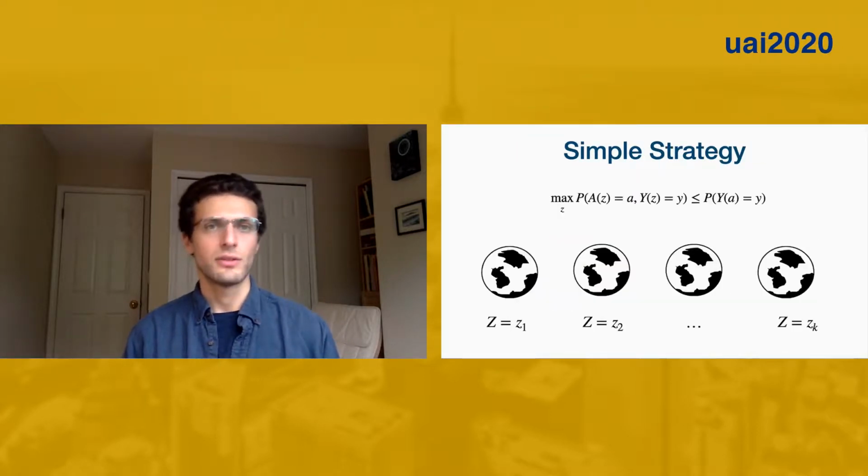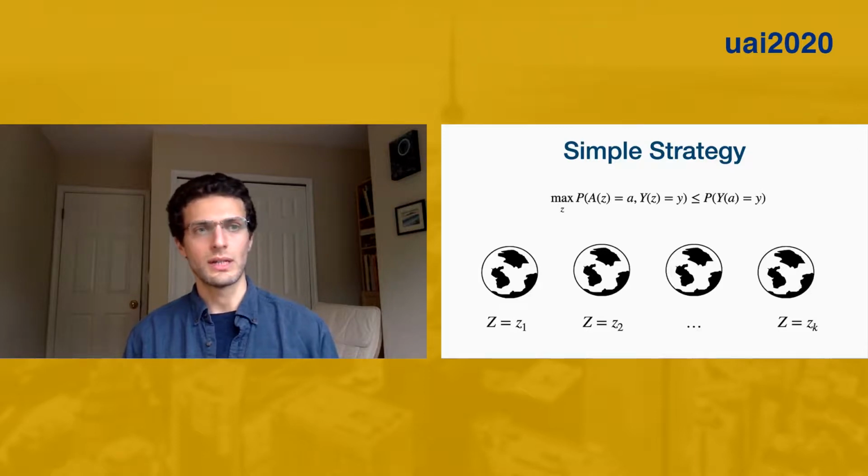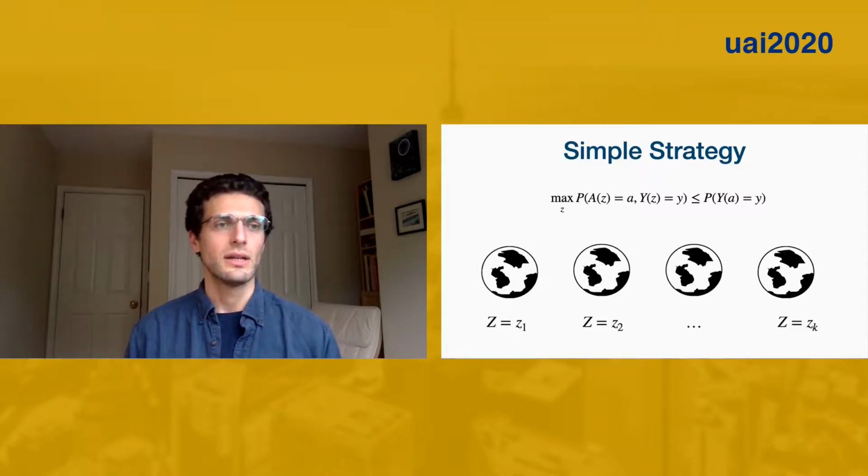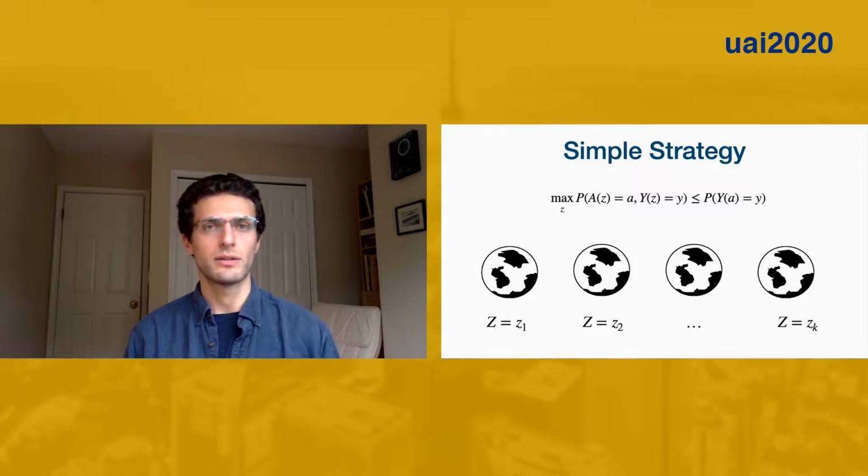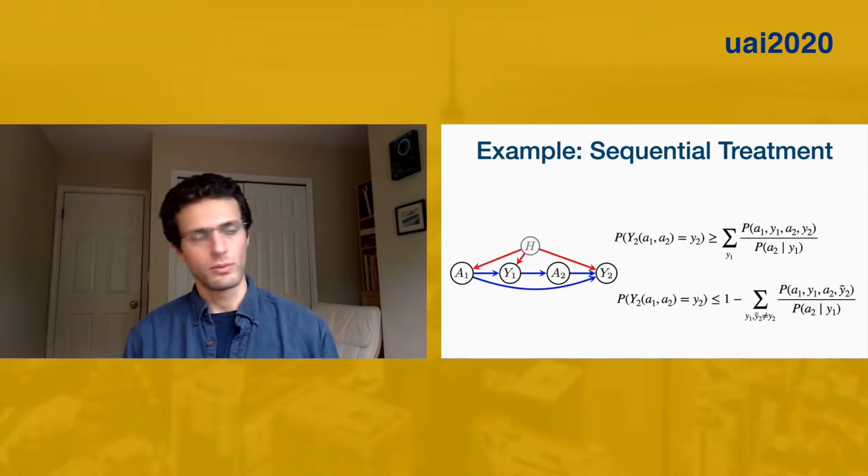So a simple strategy we could adopt for using this idea is to go around to each of the worlds in which we intervene on Z to set it to each of the possible values little z, and find the world in which we can obtain the largest possible lower bound on the target of inference. And that works for some cases.